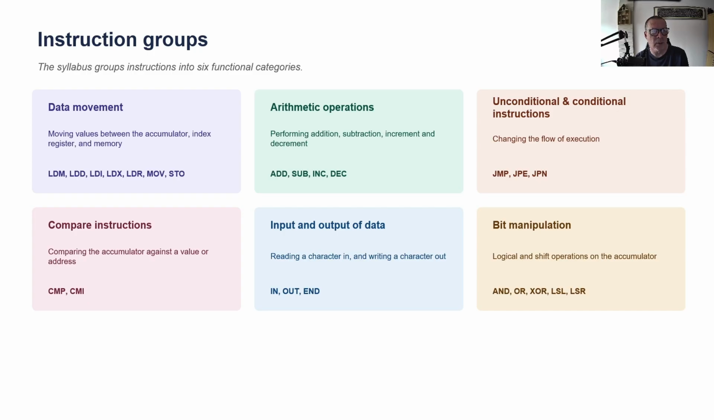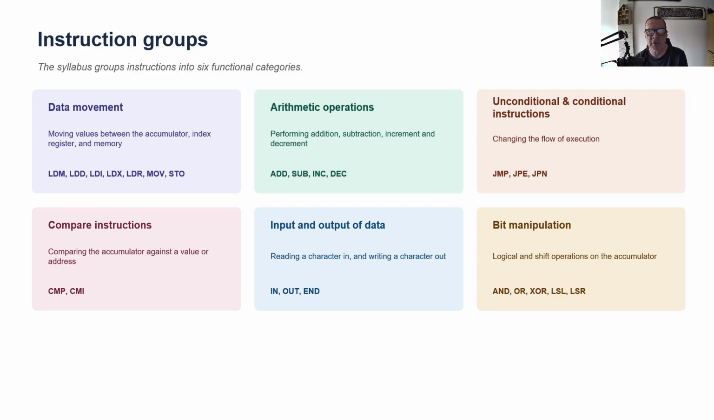So the first one, data movement. Loading things into memory, loading things into the accumulator, moving them around from place to place and storing things back into memory. Those are all part of the data movement instructions. Then we've got arithmetic instructions: the add, subtract, increments and decrements. They're all arithmetic. You've got unconditional and conditional instructions.